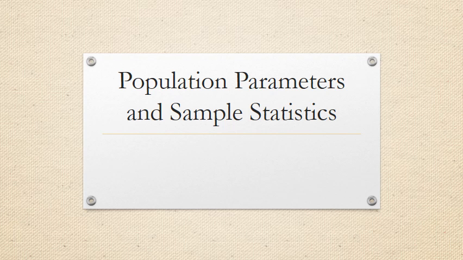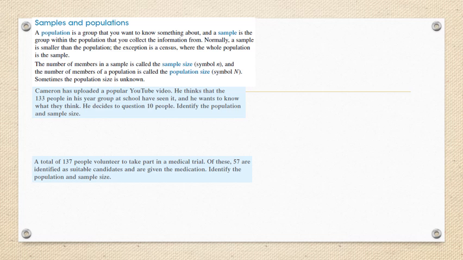We're going to look at population parameters and sample statistics. A population is a group that you want to know something about, and the sample is a small selection of that. If you have a look at the example there, Cameron has uploaded a popular YouTube video. He thinks that 133 people in his year group at school have seen it, and he wants to know what they think. He decides to question 10 people. Identify the population and sample size.